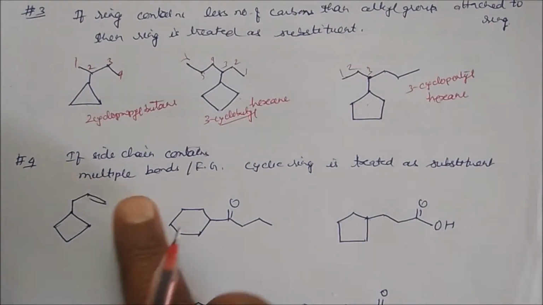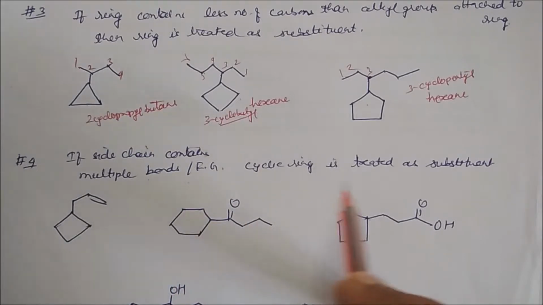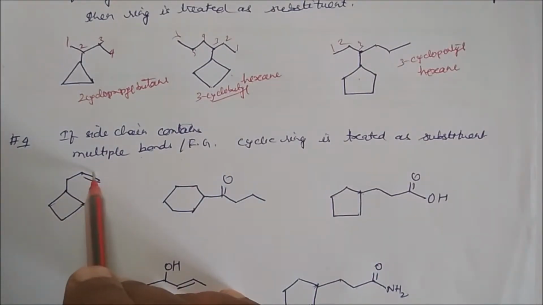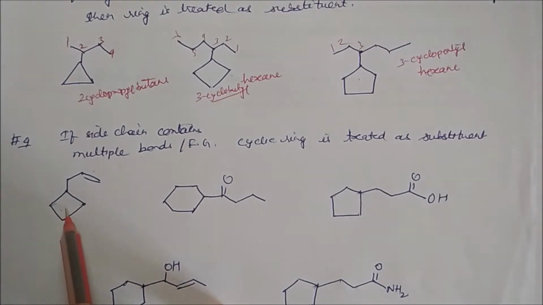Now rule number 4: if the side chain contains multiple bonds. If the side chain contains multiple bonds or any functional group, then the ring will again be treated as a substituent. If the number of carbons is more than this one, then again the chain is treated as a substituent.